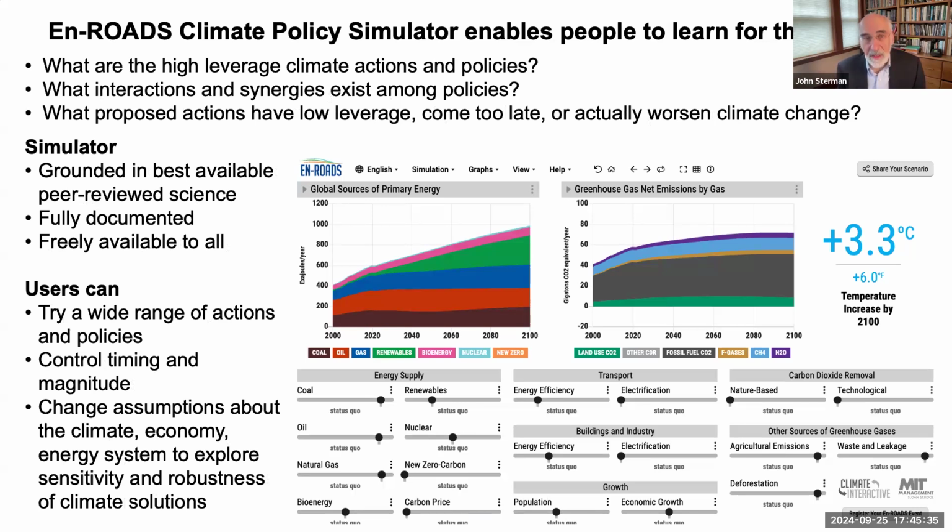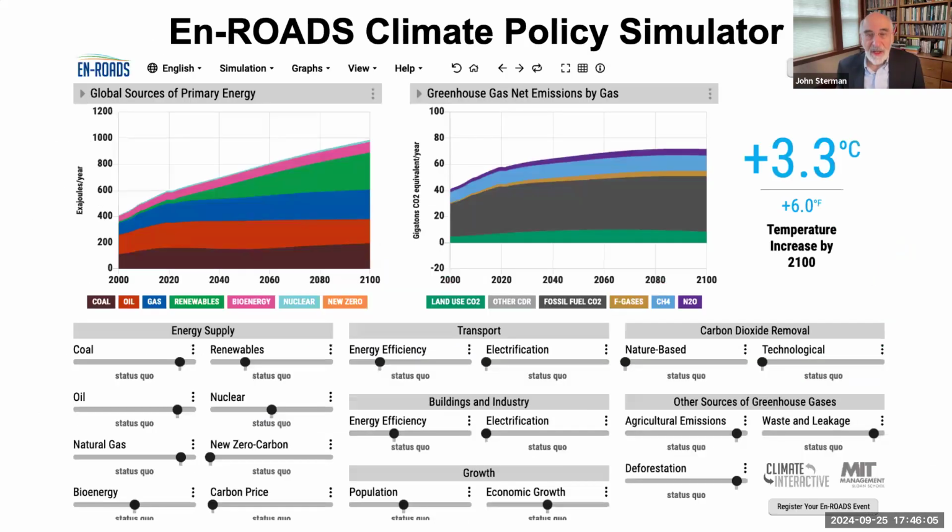So the En-ROADS Climate Policy Simulator, which we've developed in partnership with Climate Interactive, which is a nonprofit, nonpartisan group founded by one of my former students. It's grounded in the best available peer-reviewed science and evidence. It's fully documented, as I will show you, and it's free. Anybody can go online and use it. And what users can do, well, you can read this, but that's not important. Let's actually go there and do it. So this is what it looks like.